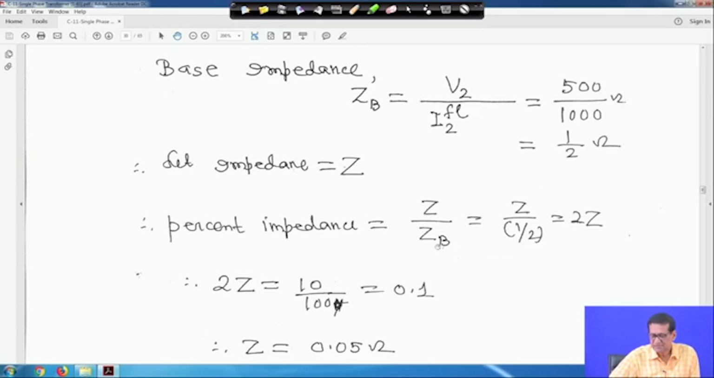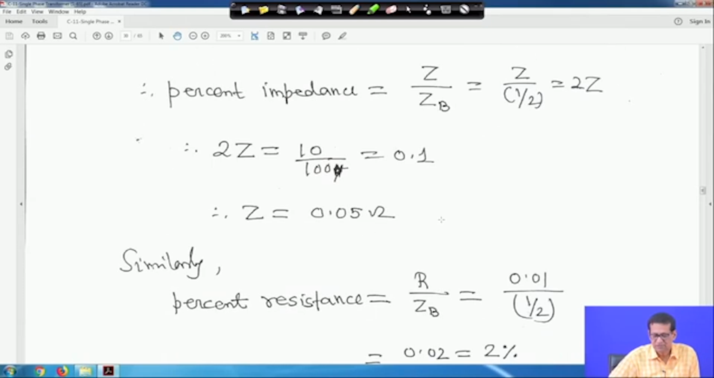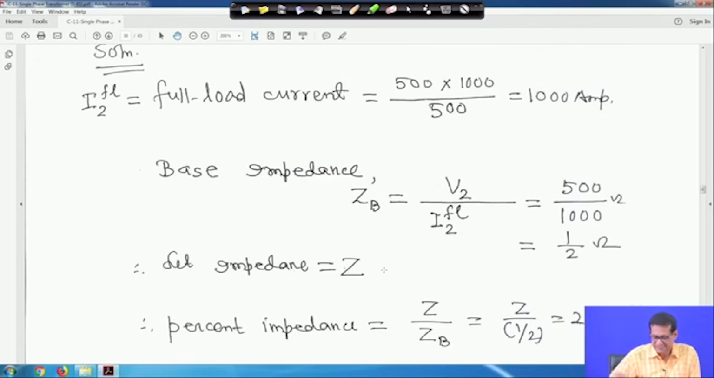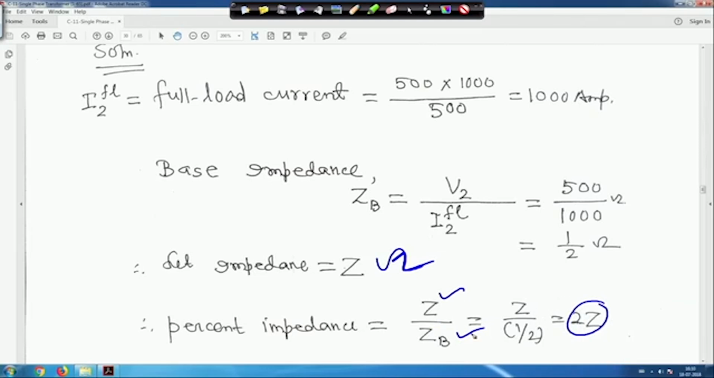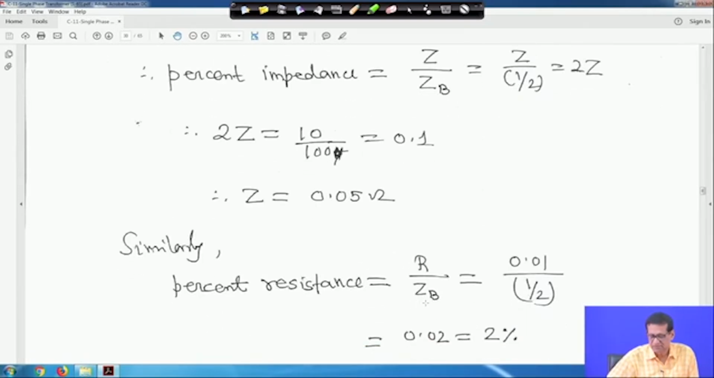So Z divided by Z base is Z divided by half, that is 2Z. The percentage impedance is given as 0.1. So 2Z is equal to 0.1. Therefore, Z is equal to 0.05 ohm, because here the impedance Z is in ohm, and this is a dimensionless quantity. Whatever value we get for Z is in ohmic value. So 0.05 ohm.